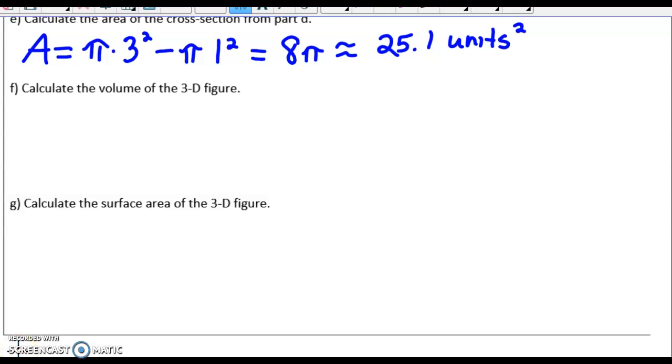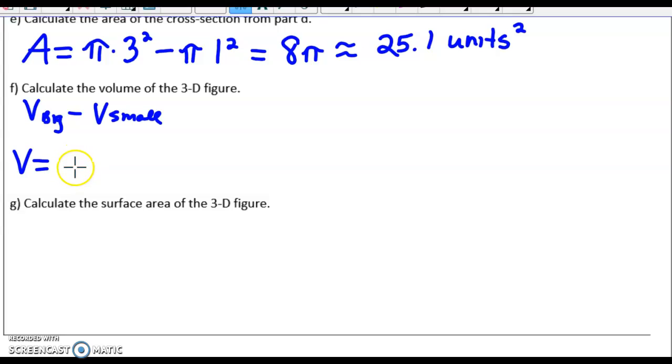Okay, for the last two parts of this question, we're asking you to find the volume and the surface area of this hollow cylinder. So remember, we have a hollow cylinder, and so for finding the volume, really what you need to do is take the volume of the big one and subtract the volume of the small.